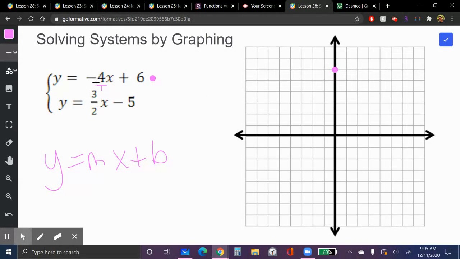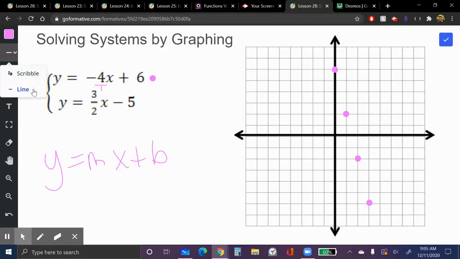Then again, I'm going down 4, right 1. So down 1, 2, 3, 4, right 1. Make another dot. Again, down 1, 2, 3, 4, right 1. And I can also go up 4, left 1.